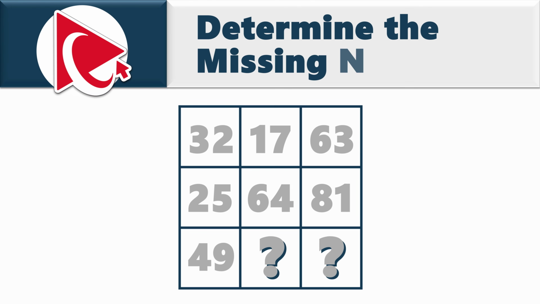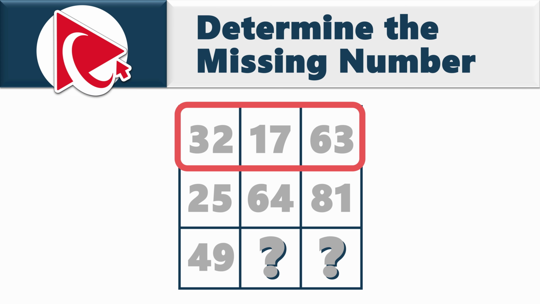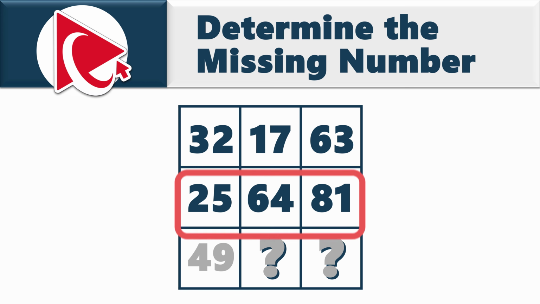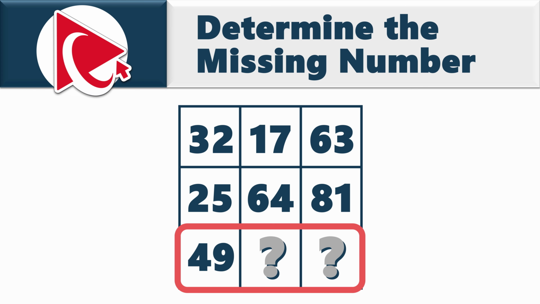You're presented with a 3x3 matrix, which has numbers inside. The numbers in the first row are 32, 17, and 63. In the second row, numbers are 25, 64, and 81. And in the third row, numbers are 49, and then you have 2 missing numbers, which you need to calculate and select out of 4 possible choices.